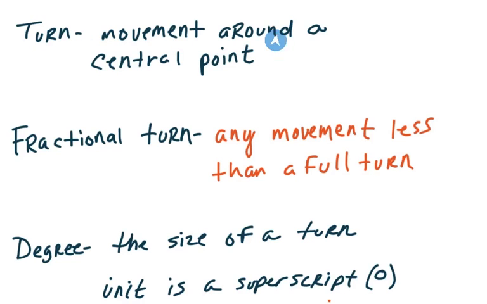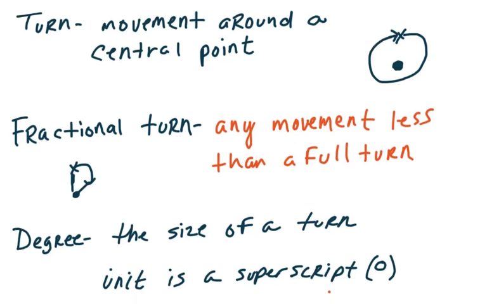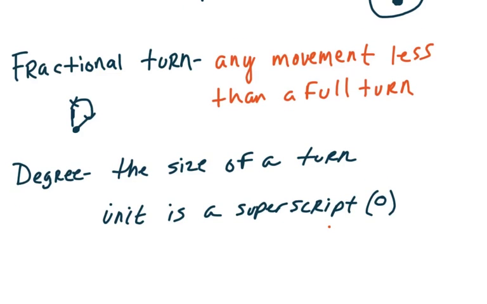So let's go back and review some vocabulary. A turn is a movement around a center point. Remember that example that I drew yesterday, that if my point is here, and I go around all the way back to where I started, that is considered a full turn. Now, a fractional turn is any movement that's less than a full turn. So again, put my point there, and I go from here, and I just go to here. That will be considered a fractional turn because it's not a full turn, it's less than a full turn. And how do we measure turns? Well, we measure turns in degrees because a degree is the size of a turn, and the unit is a little superscript o that represents degrees.